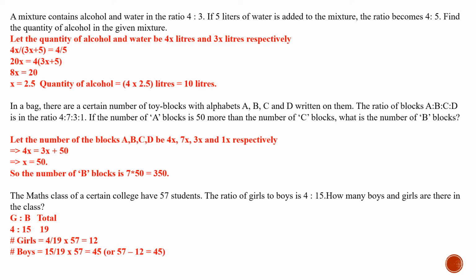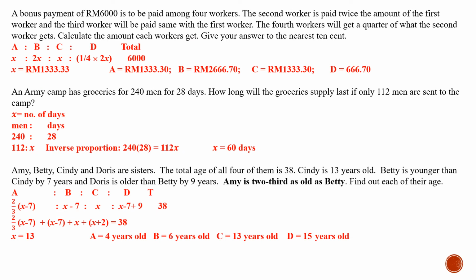Okay, this one, some of you got this wrong actually. How many boys and girls are there in the class? This should be quite direct. 4 to 15, total parts 19. How many girls, how many boys? You just multiply and find it. Okay, this next one I think I helped most of you while you were doing it.